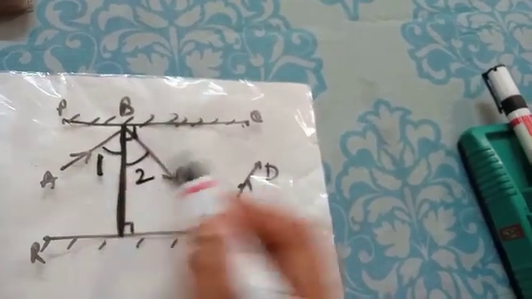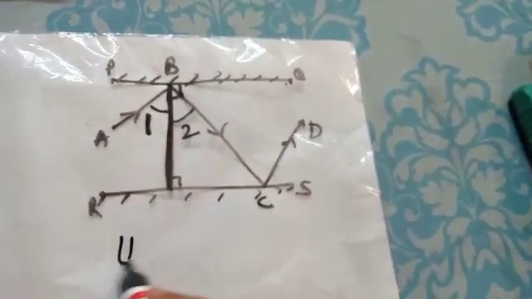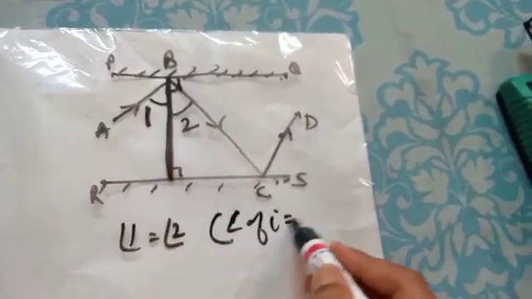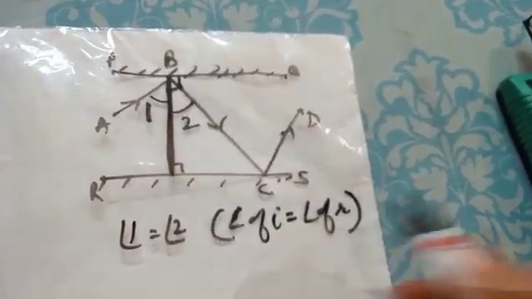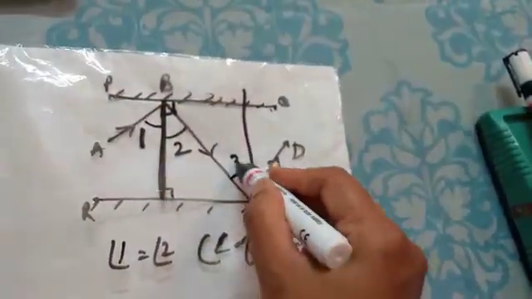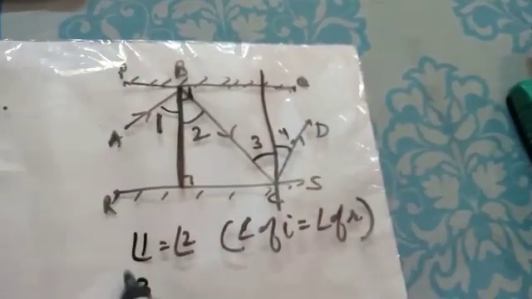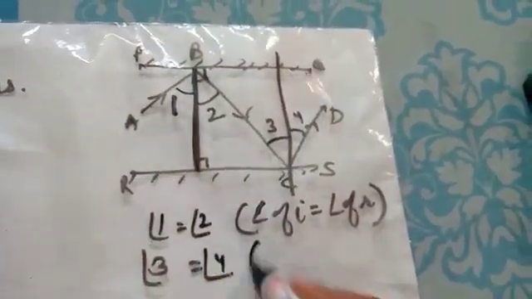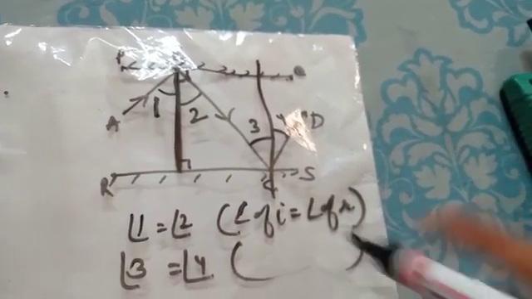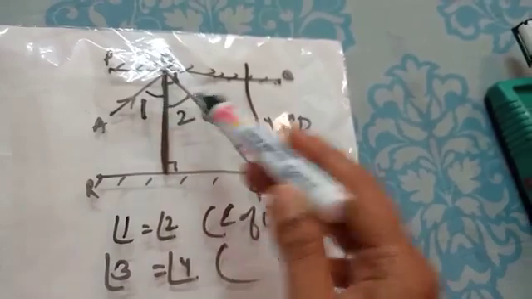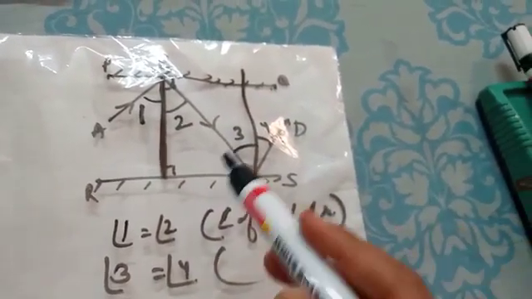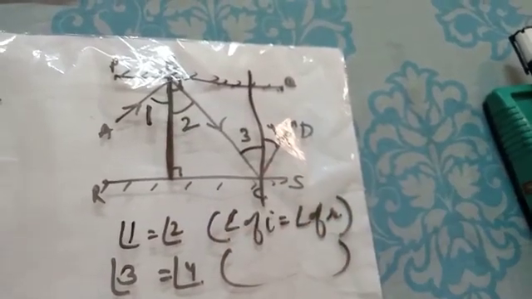So if this is angle 1 and angle 2, I can write that angle 1 is equal to angle 2. The reason is angle of incidence is equal to angle of reflection, right? Similarly here, if I draw the normal, then this is angle 3 and this is angle 4. So I am writing angle 3 is equal to angle 4. Again the same reason, angle of incidence is equal to angle of reflection. Now what did I say? I need to prove that 1 plus 2 is equal to 3 plus 4 in any way. If I am able to prove it, then the question is done.